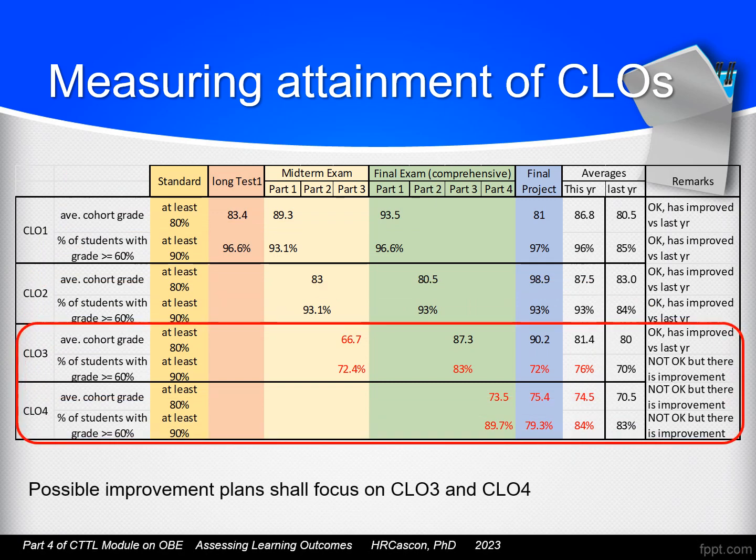In this example, we see that the level of attainment for CLO3 and for CLO4 are below our set standards. Assessments and teaching activities for both should be revisited. Possible improvement plans should be drawn and should be implemented in the next class cycle.